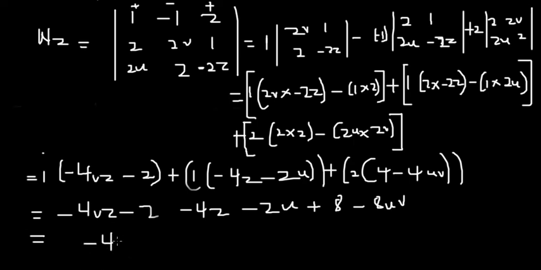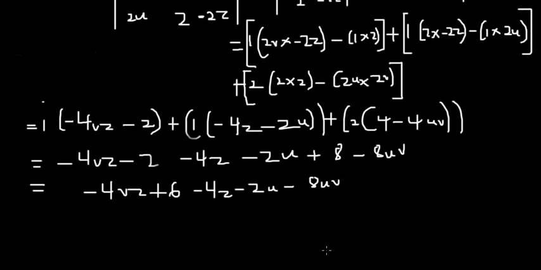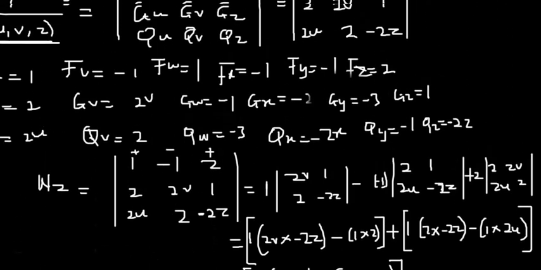minus 4vz. Okay, plus 6, and then you have negative 4z minus 2u, and then you have negative 8uv. Okay, you could notice that this is very simple. This is how you take the 3 by 3 determinant for Jacobian.